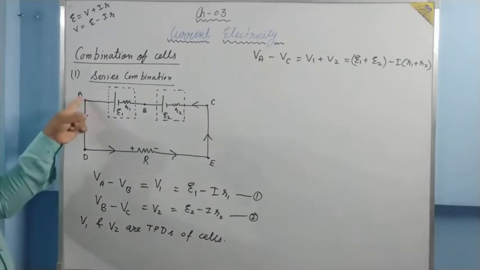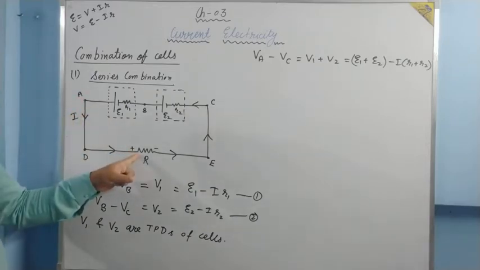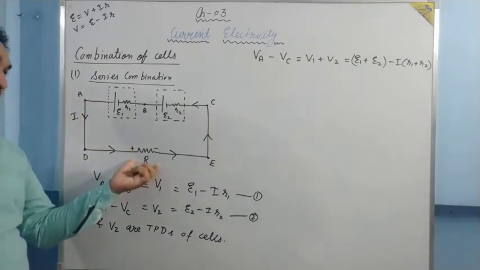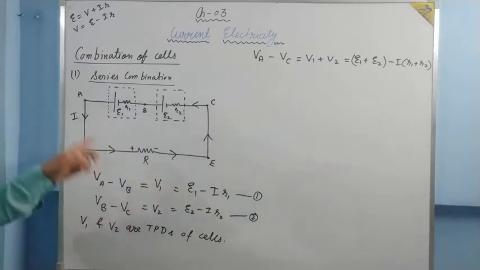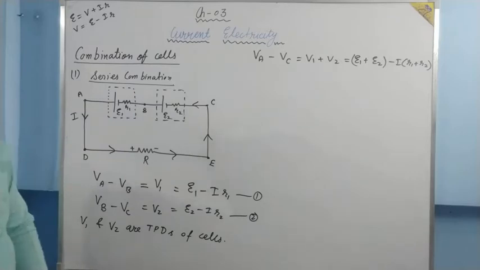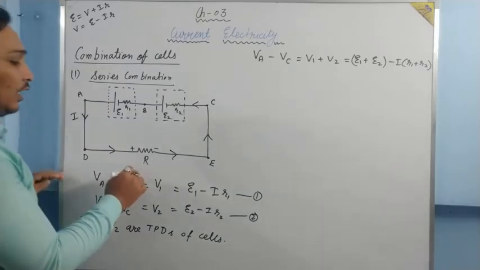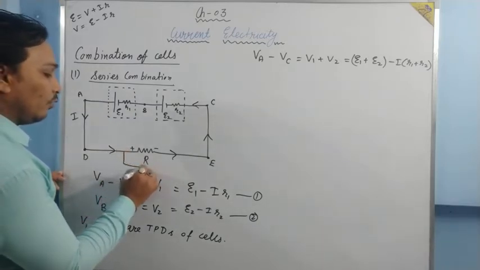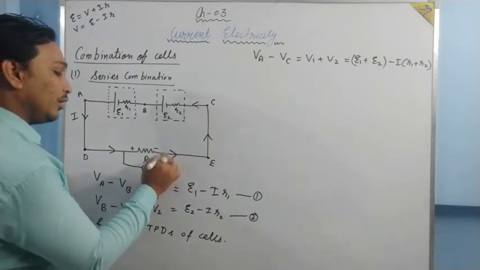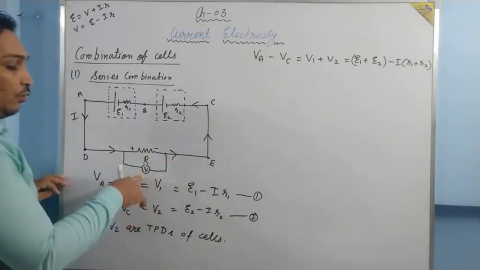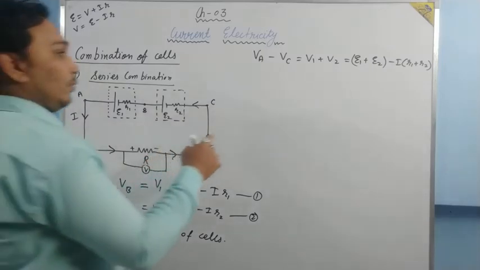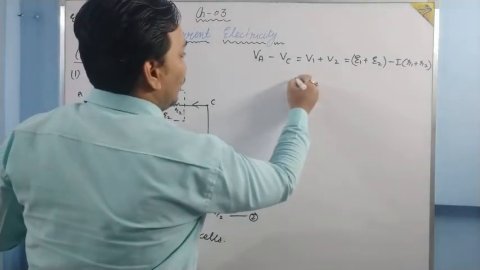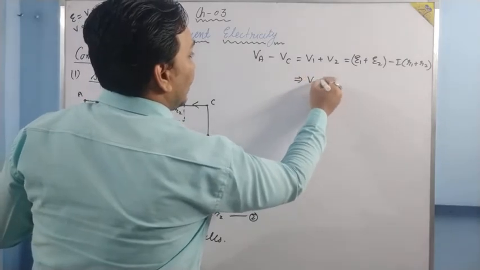Why am I saying this? Because from here till here there is no resistance. So whatever be the voltage drop across capital R, that very voltage will be equal to VA minus VC. So basically, if across R we connect a voltmeter, a device which measures the voltage, what does this voltmeter read? This voltmeter reads V.